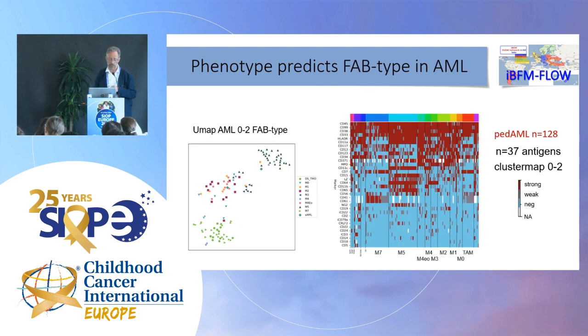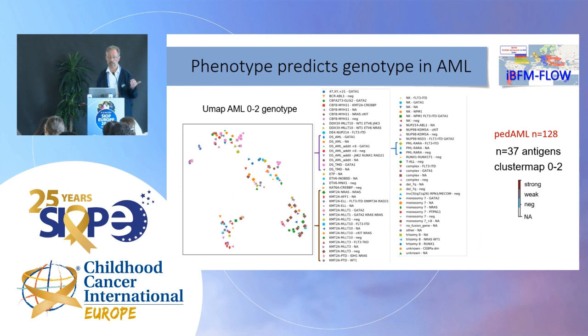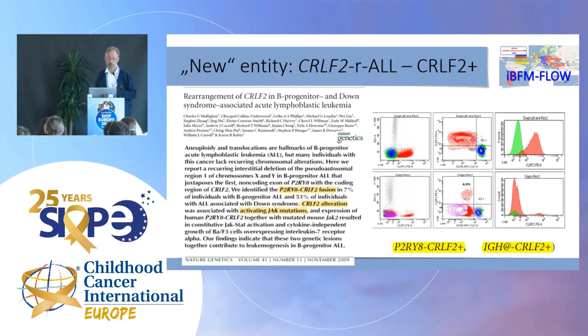Also in AML this works. We can build subgroups. It correlates with FAB, with morphology. It correlates also with genotype. More and more we can go into that direction of using immunophenotyping. As said, there are few markers which really are pathognomonic as a single marker for the underlying genotype.